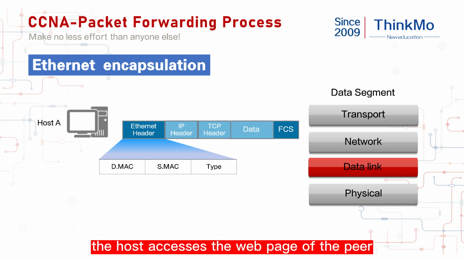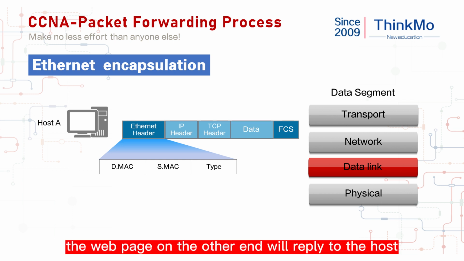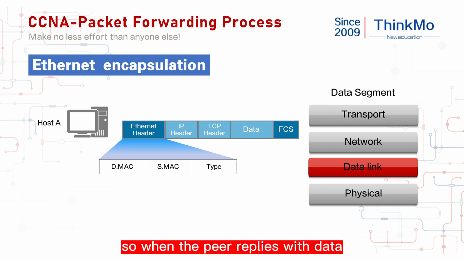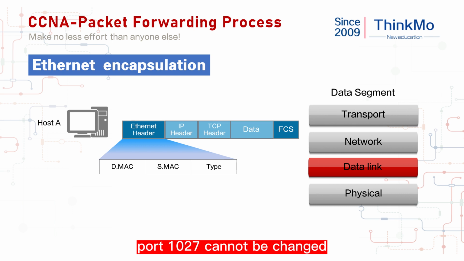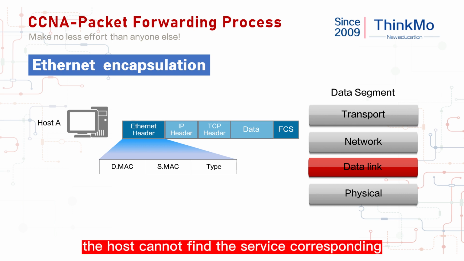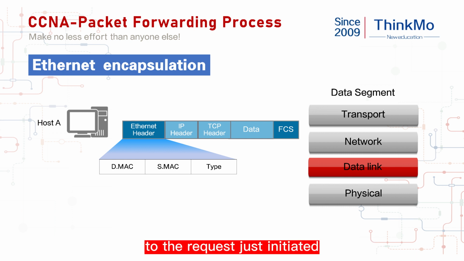The host accesses the web page of the peer. Of course, the web server on the other end will reply to the host. The local host accesses the peer from port 1027. So when the peer replies with data, port 1027 cannot be changed. If it changed, the host could not find the service corresponding to the request it just initiated.